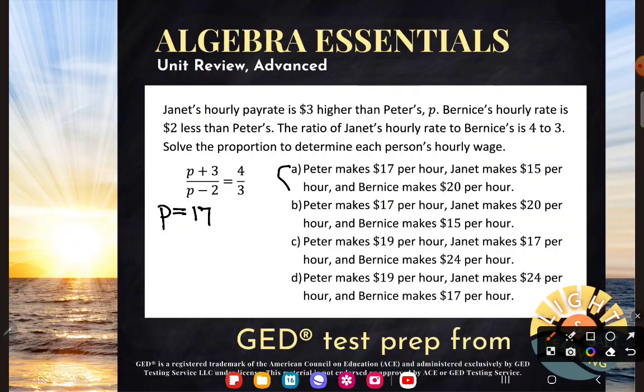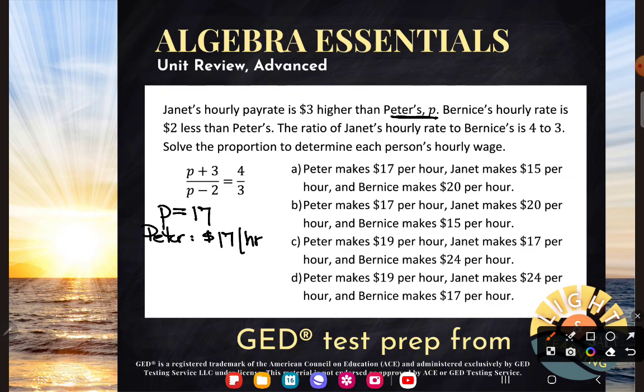I need to do some interpreting, because take a look at these answers. None of them say P is equal to something. We've got words, which means we need to understand our algebra. So first of all, go looking back through the word problem and remind yourself what P means. Janet's hourly pay rate is $3 higher than Peter's, P. So P is what? Well, it's Peter's pay rate. So Peter gets paid $17 an hour.